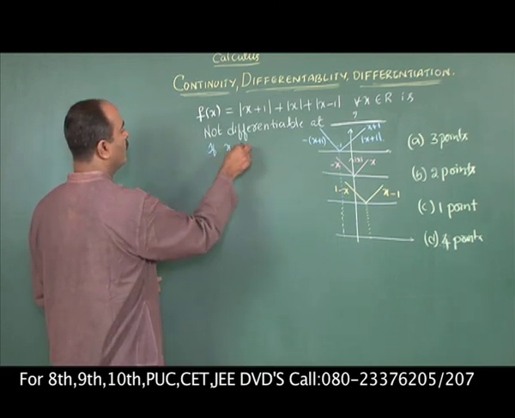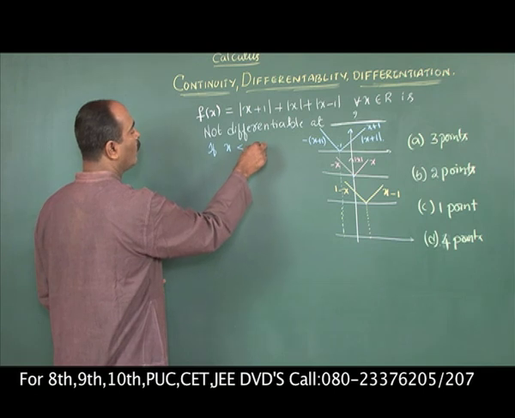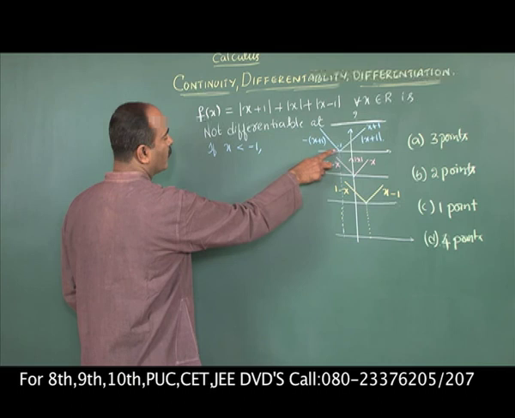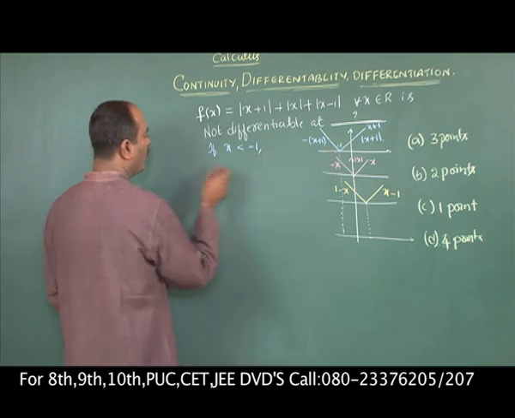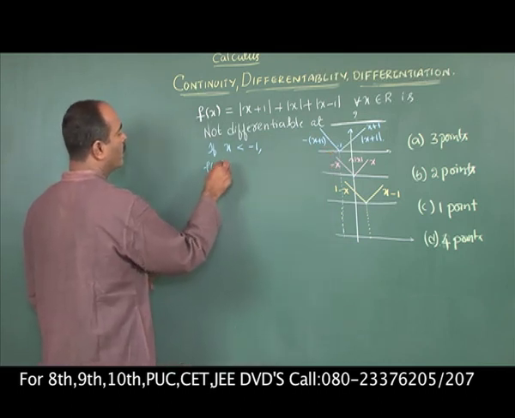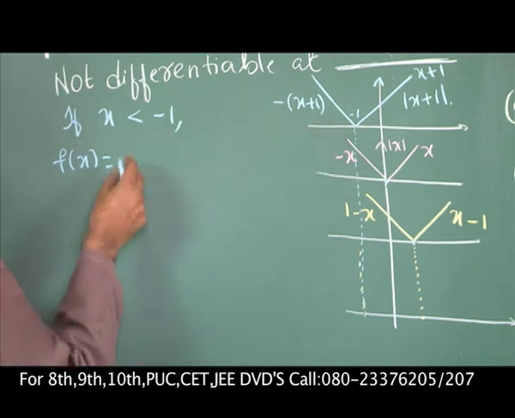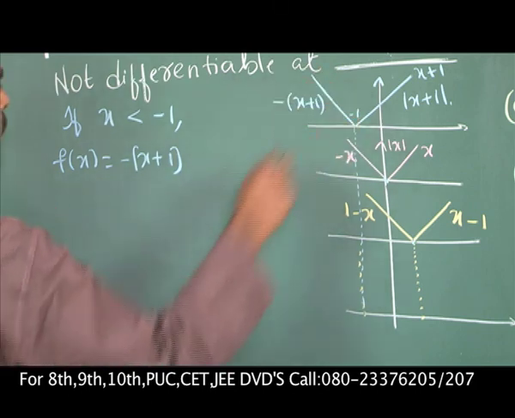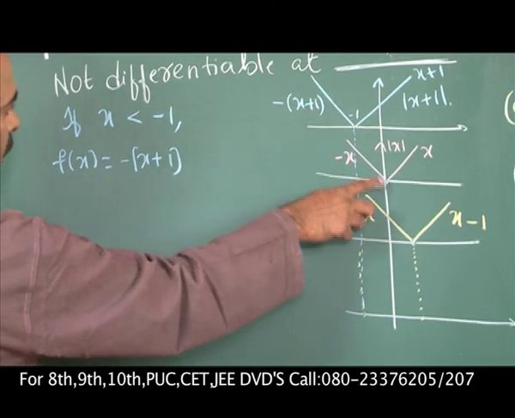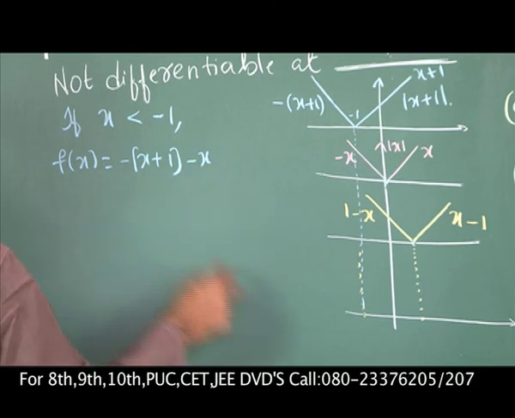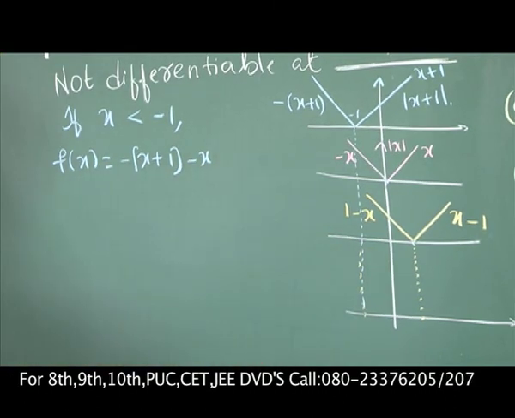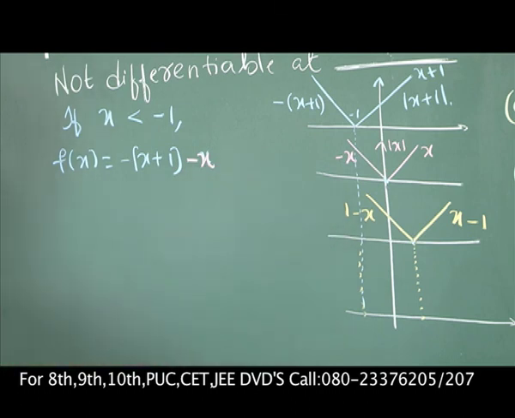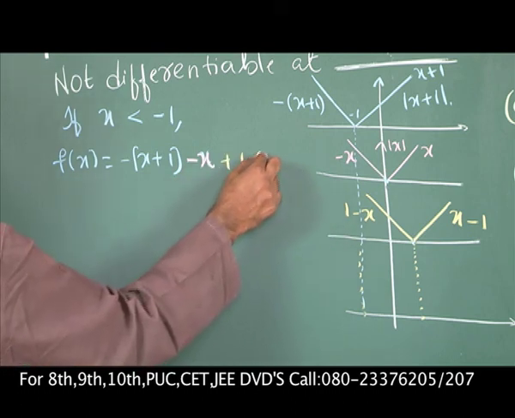If x is less than minus 1, what happens? Mod of x plus 1 will be, of course, minus of x plus 1. See this? This is minus of x plus 1. And this graph continues as it is. It is minus x. And this graph is 1 minus x. This is minus x, this is minus x, and this is plus of 1 minus x.